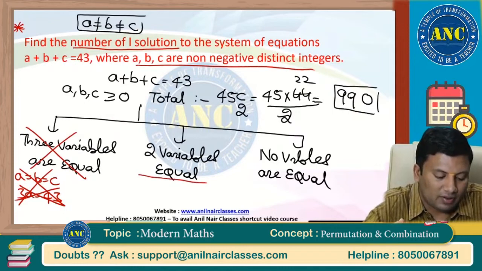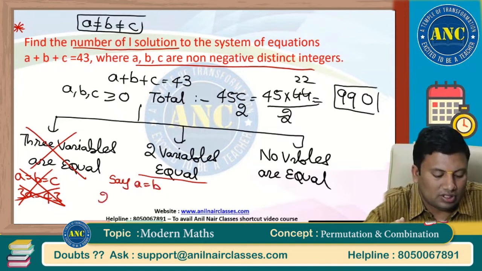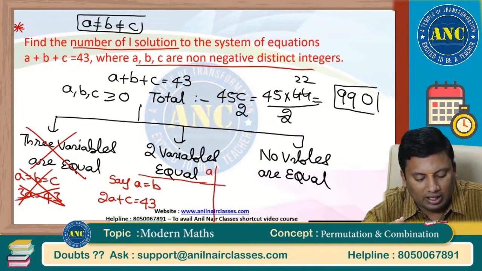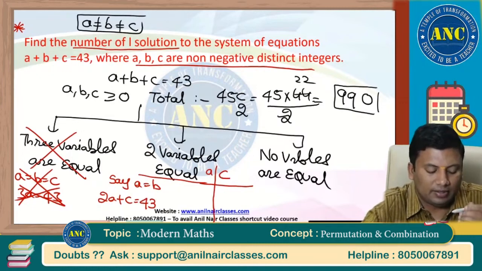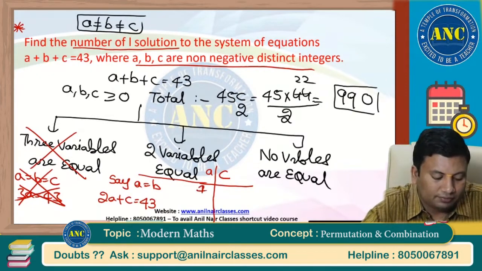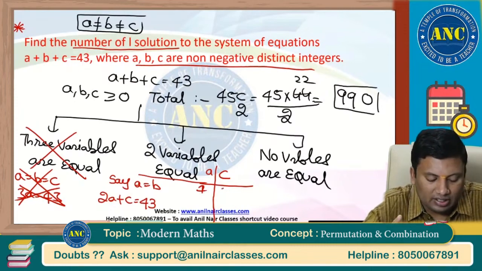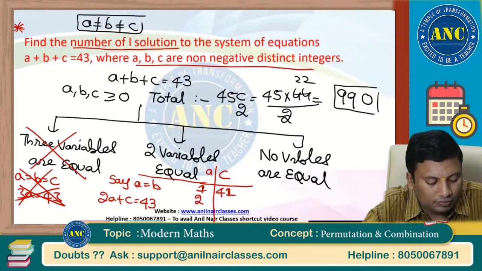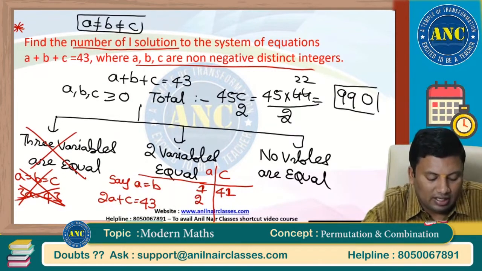Two variables equal. Say A is equivalent to B. So this will become 2A plus C is equivalent to 43. Let us make a table, A and C. If A is 1, 2 plus C is 43, so C value will be 41. If A value is 2, 4 plus C is 43, this will be 39. If A value is 3, this will be 37. Am I right?